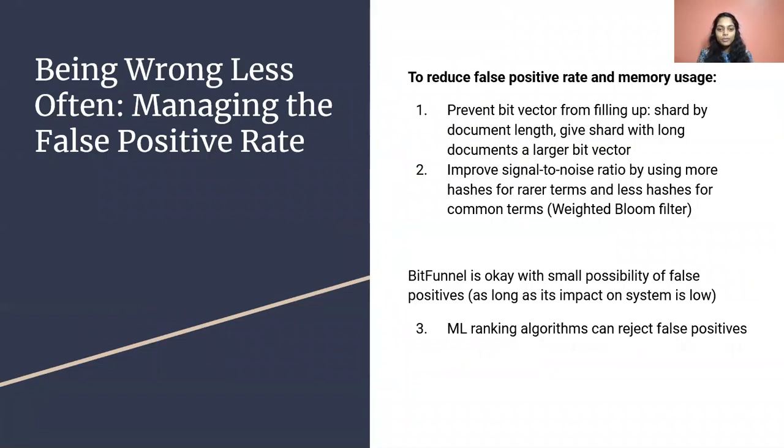BitFunnel uses intelligent corpus sharding and weighted Bloom filters to reduce the false positive rate while further reducing memory usage. Any false positives that remain can be eliminated by the machine learning algorithm in the ranking stage.